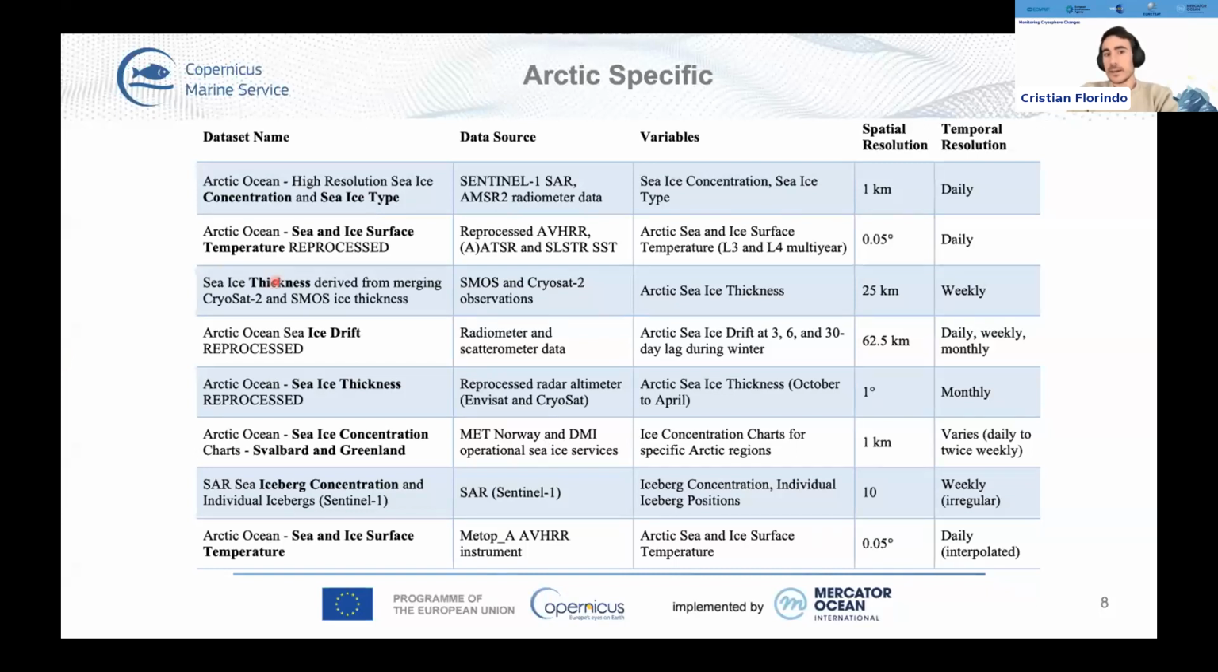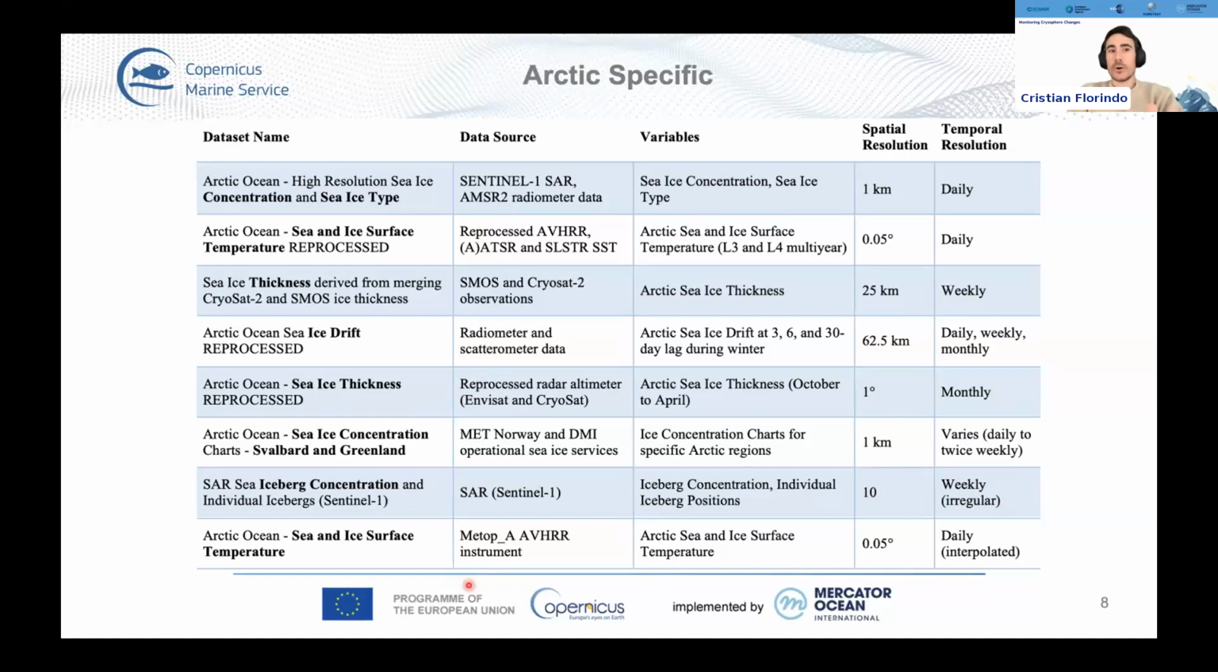There's the sea ice thickness, and this one is calculated by merging CryoSat-2 and SMOS ice thickness. Again, you have many different data sets that can inform about the movement of the ice, how it is drifting, the thickness, and some that are not just for the Arctic, but in this case you can see different charts of sea ice concentration for Svalbard and Greenland, generated by the Met Norway and DMI operational sea ice services. And again, we can find information on the concentration of icebergs based on SAR and the sea and ice surface temperature in the Arctic Ocean.